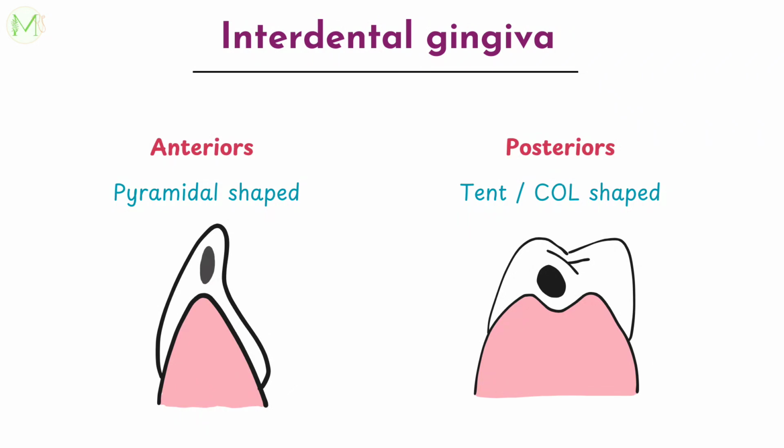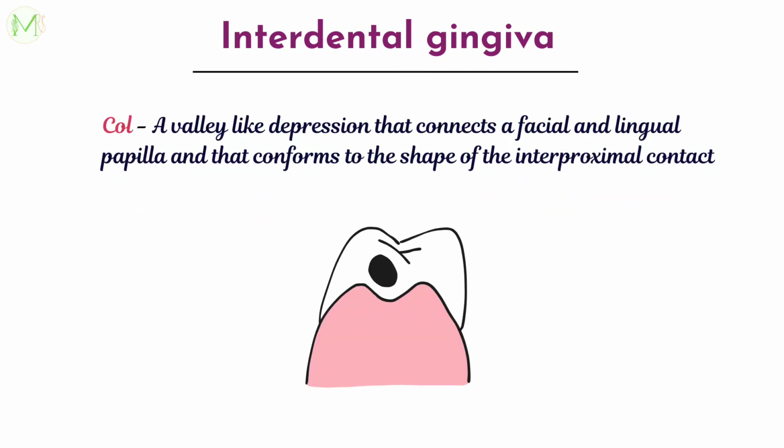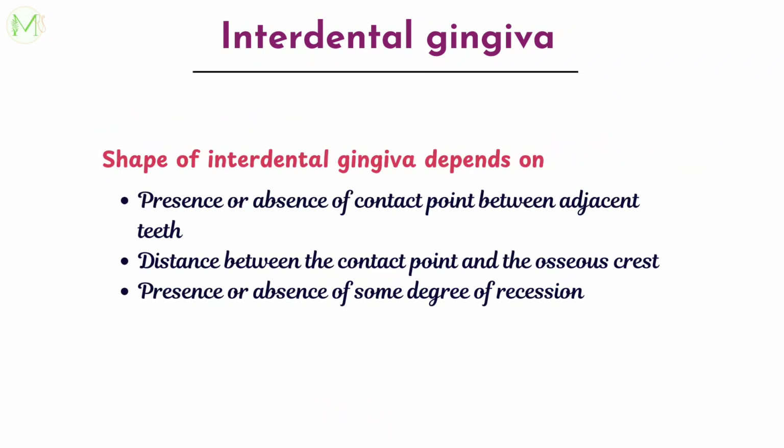it is col shaped. So what is col? In posterior teeth, it is stent or col shaped. So what is a col? It is a valley-like depression that connects the facial and lingual papilla and that conforms to the shape of the interproximal contact. Shape of the gingiva in a given interdental space depends on the presence or absence of contact point between the adjacent teeth, the distance between the contact point and the osseous crest, and presence or absence of some degree of recession.